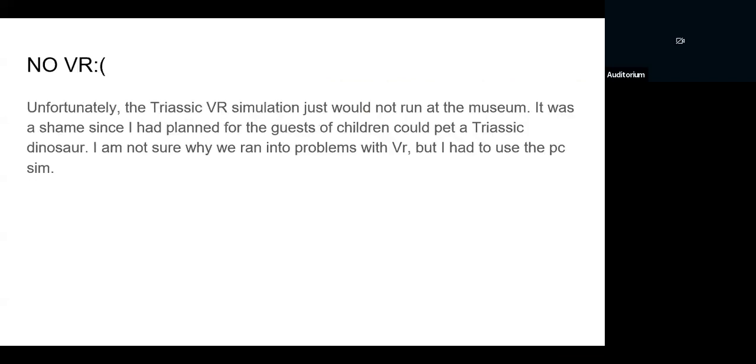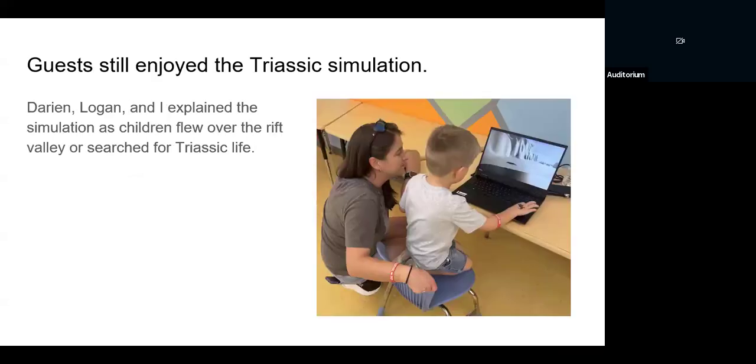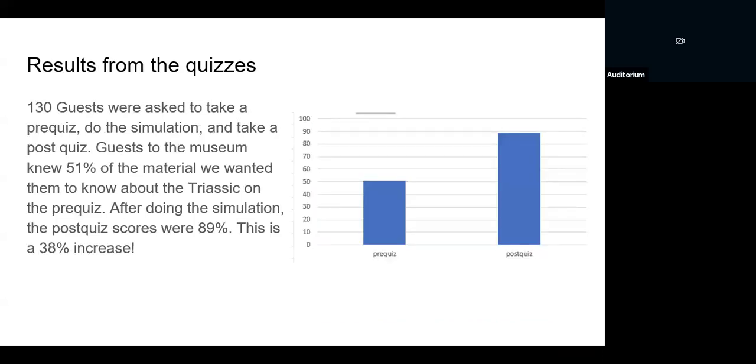Unfortunately, we ran into problems with the VR, some technical problems just before we started, and I'm not sure exactly what happened, but we ended up just using regular PC computer simulations. But students still liked it, maybe not as much as the VR, but it was still interesting. We did a pre-quiz, then a simulation, then a post-quiz, and saw a really nice increase this time. I don't know what happened, but we got a 38% increase in the information that the museum wanted guests to know. So it was 51% when they came in the museum and 89% when they left, which is not bad.